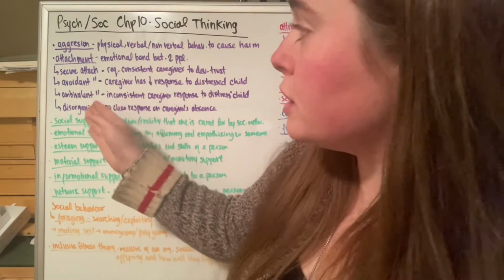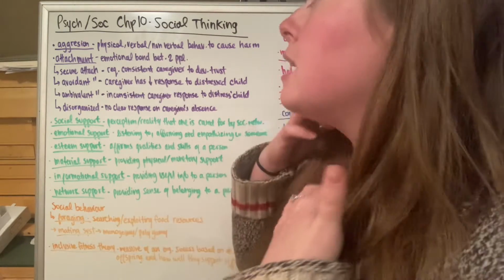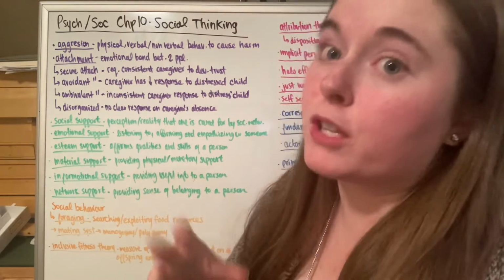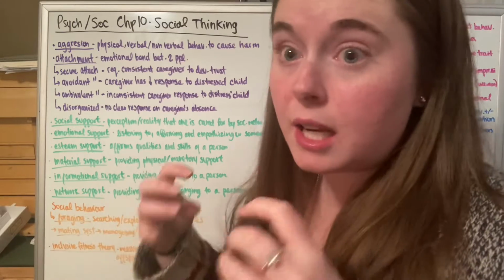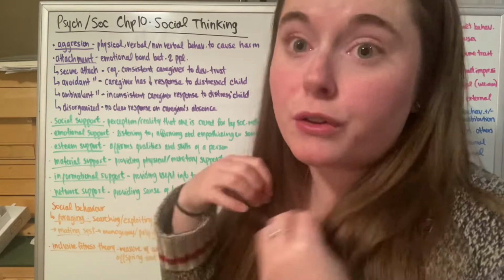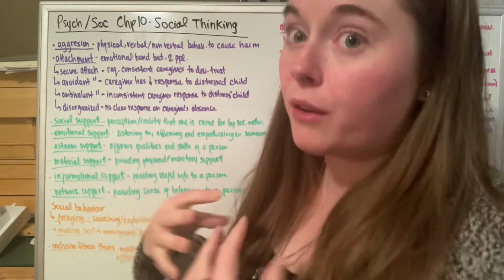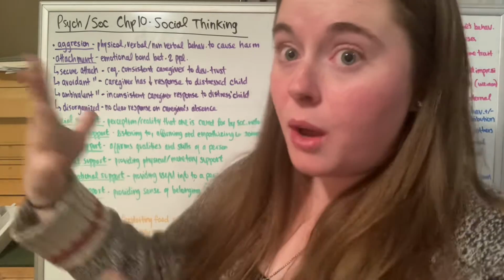So we have secure attachment, which requires a consistent caregiver for the child so that they can develop trust, and the child can feel that they can go and do something and come back and that caregiver will still be there. So that's a secure attachment, where the child feels secure with that relationship.